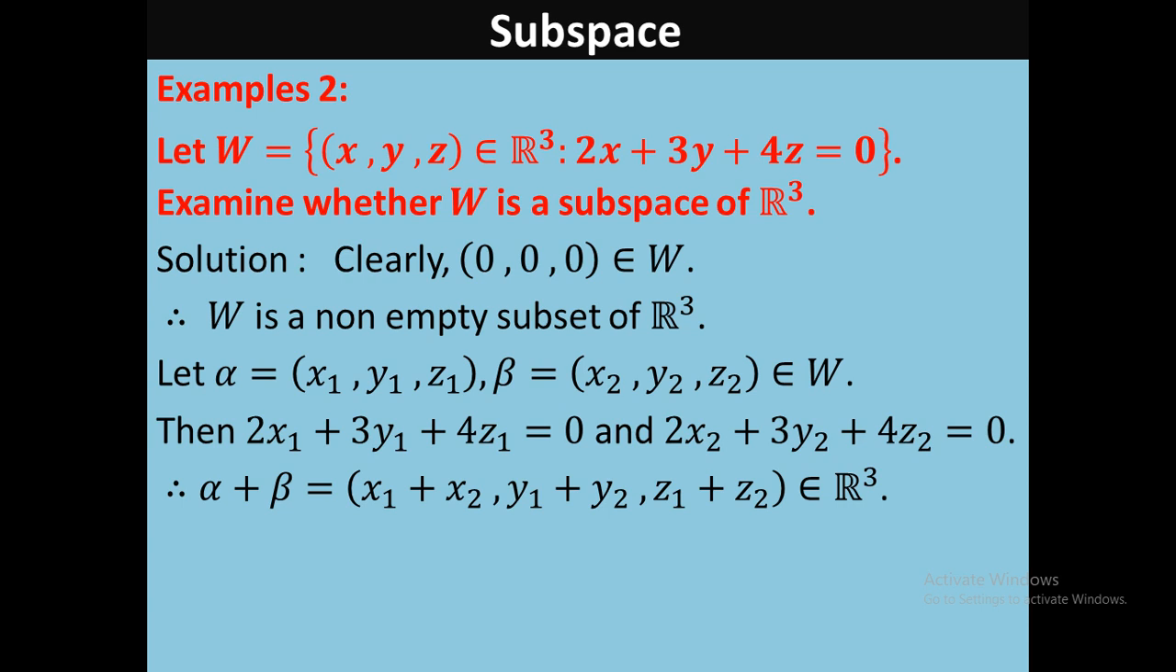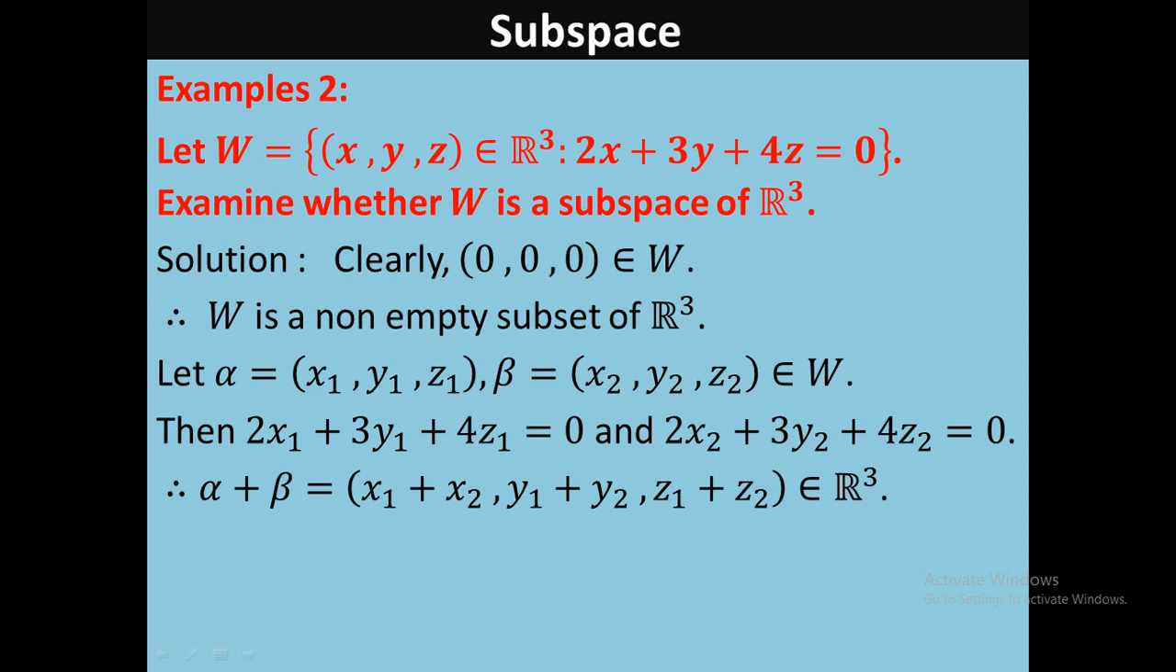Clearly it has three components. Alpha plus beta has three components. Therefore alpha plus beta is in R3. But alpha plus beta may or may not be in W. Now alpha plus beta will be an element in W if 2 into first component plus 3 into second component plus 4 into third component equals 0, then alpha plus beta will be an element in W.